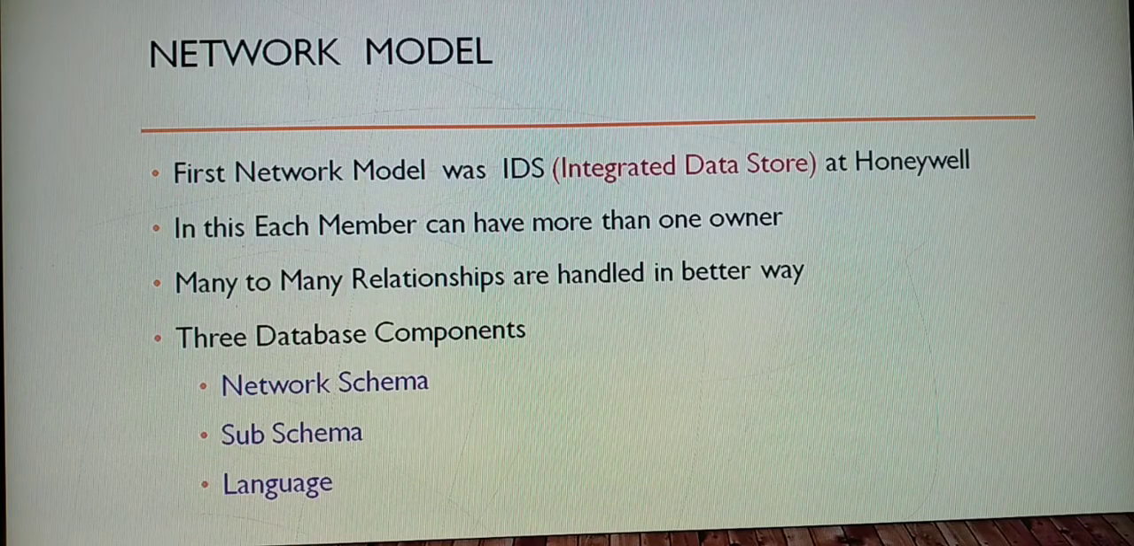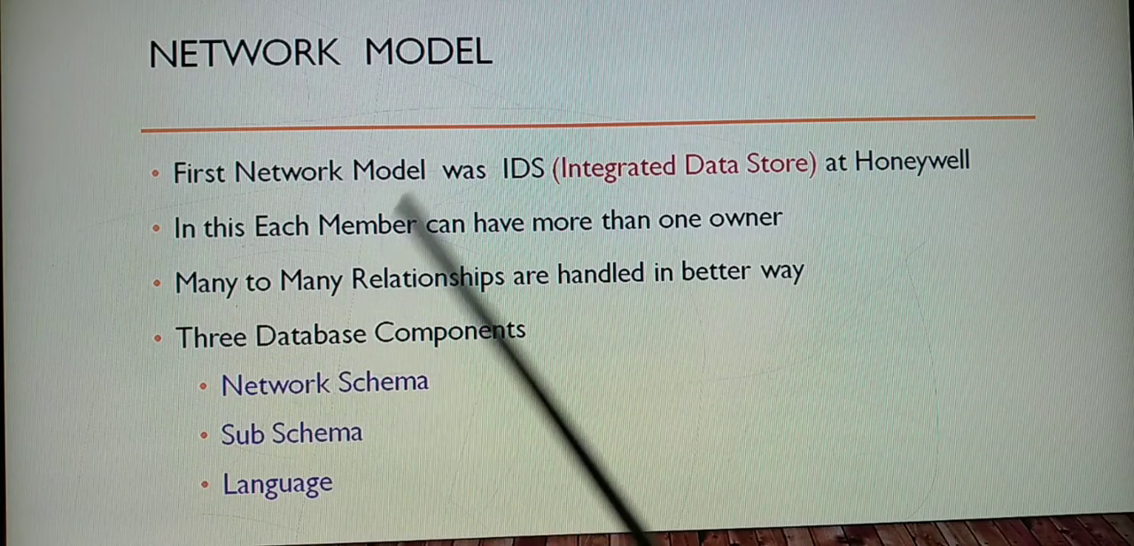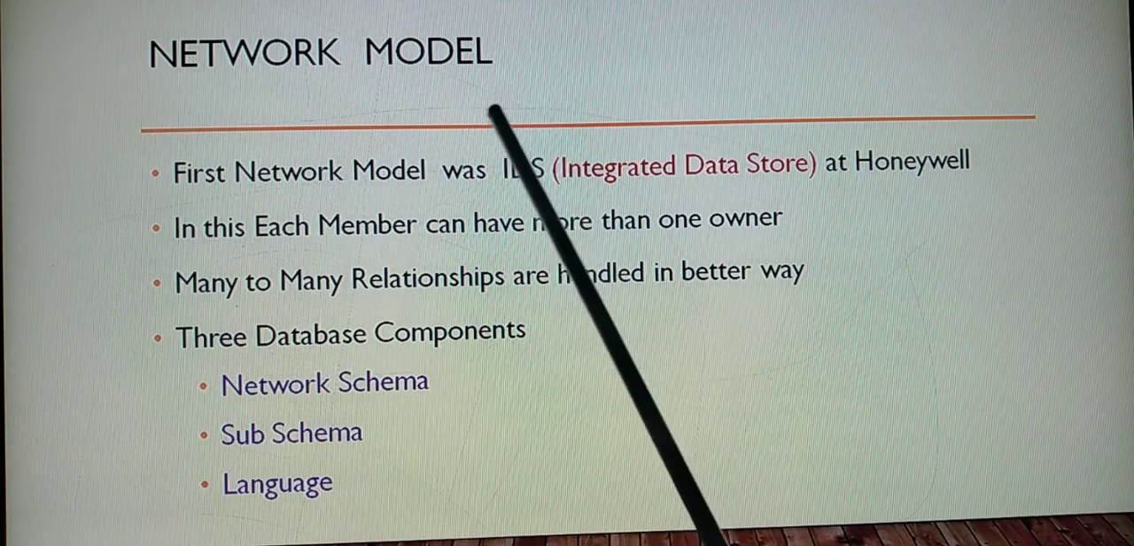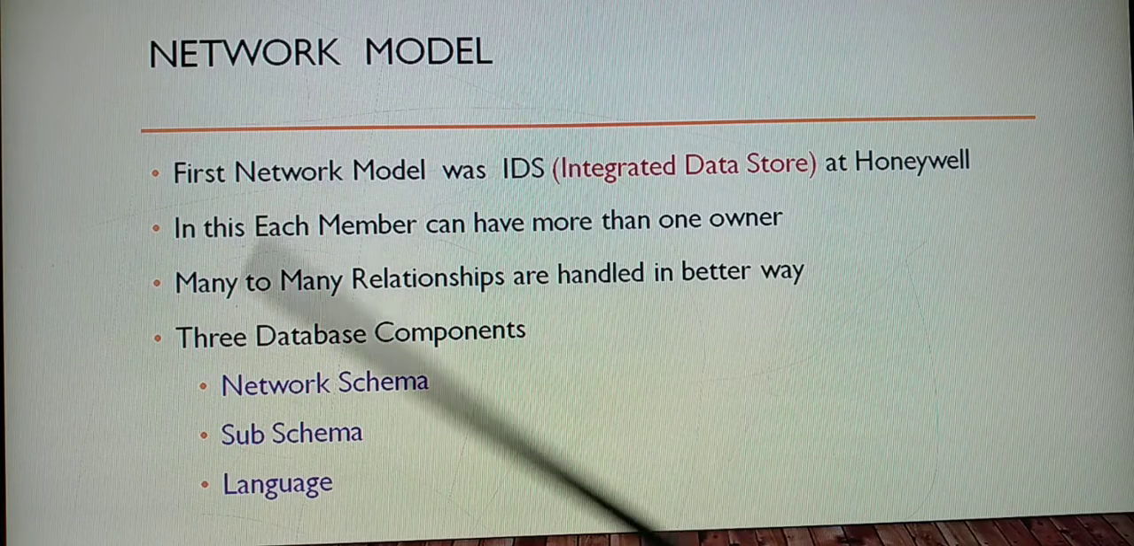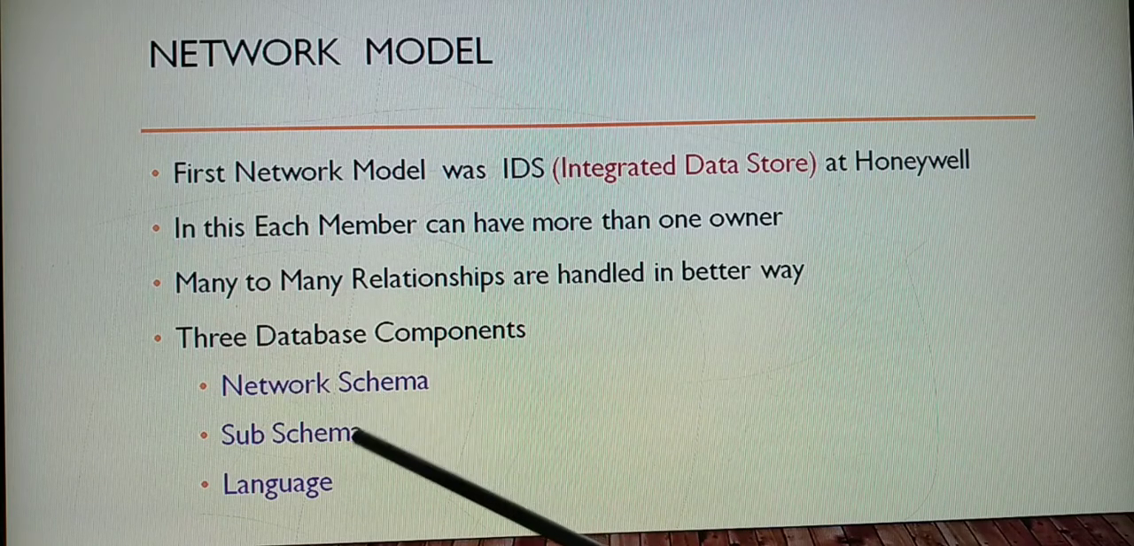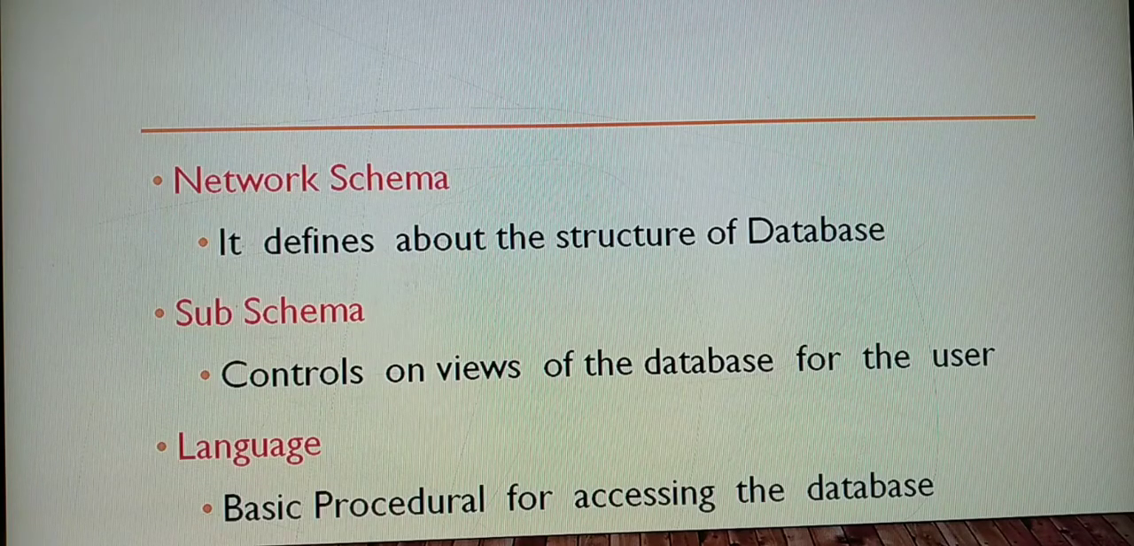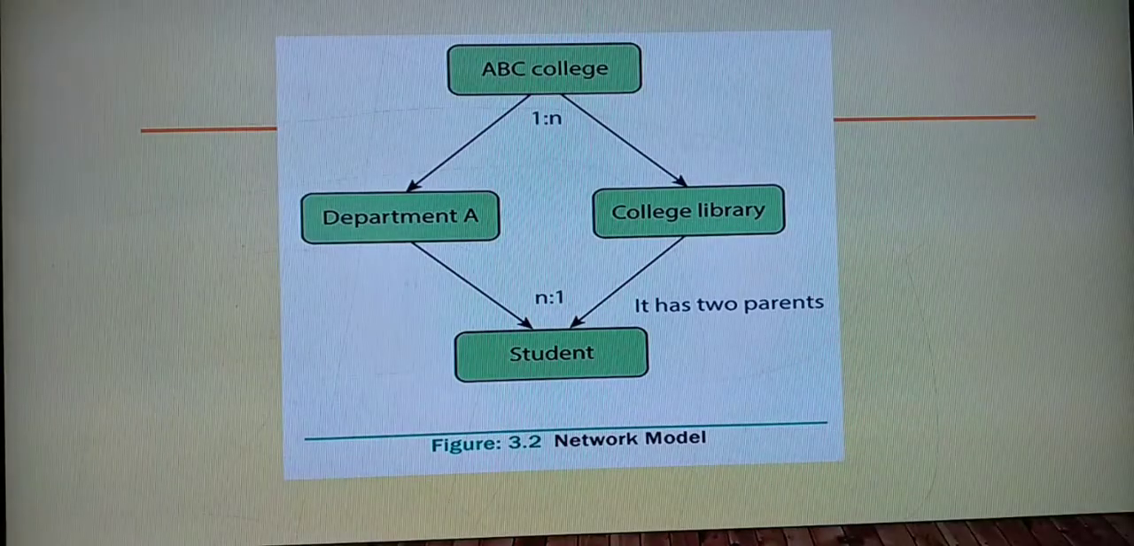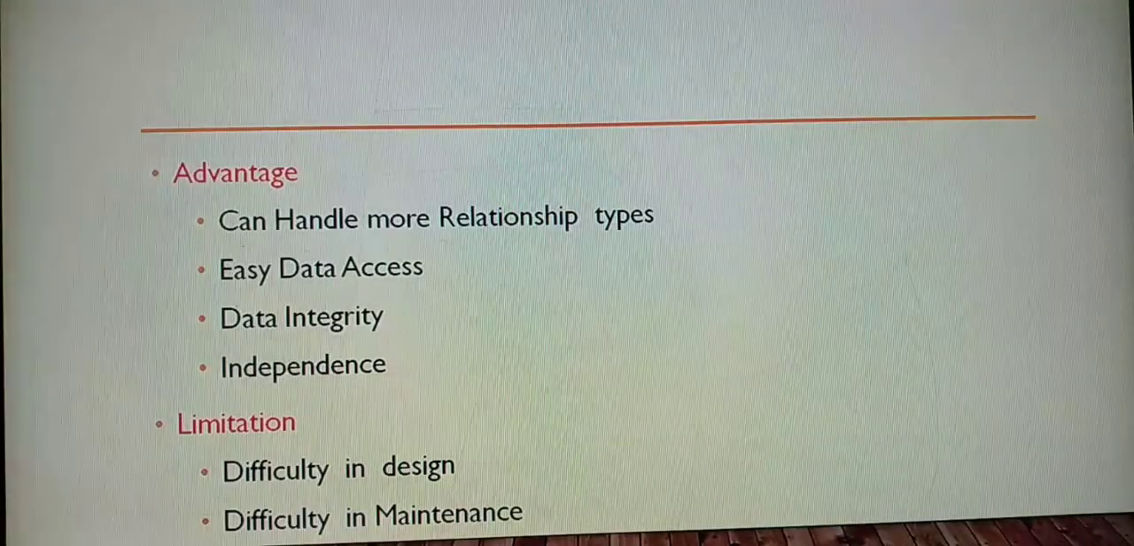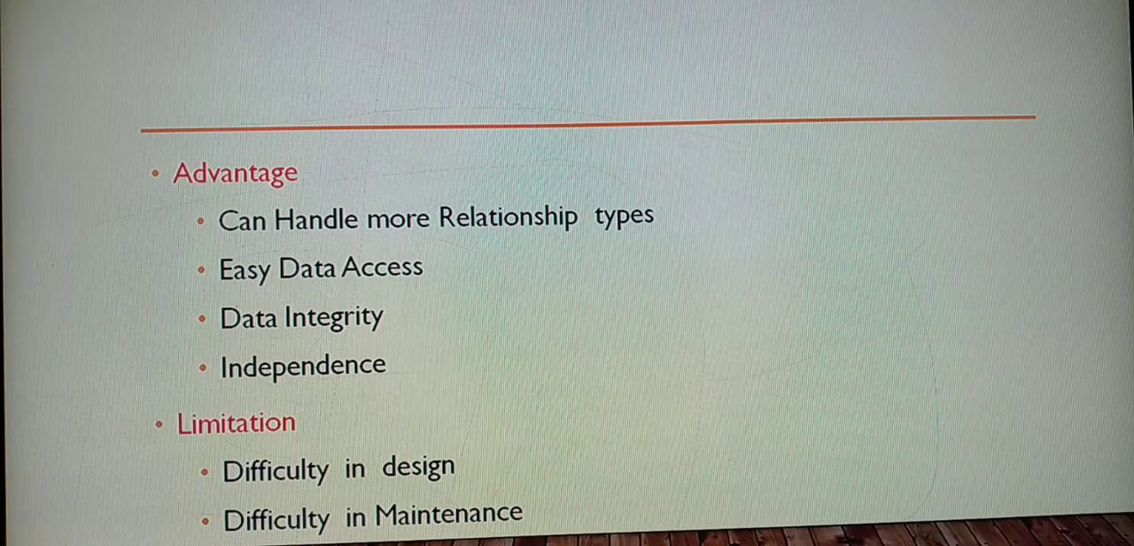The question will be like this: write the 3 database components that are used in network model. In that you have to write network schema, sub schema, and the next one is your language. Along with the explanation you people have to write down. So these points you have to write. Next you will be having this example diagram, and don't forget, for each and every model you will be having the advantages, and the next one is your limitation.